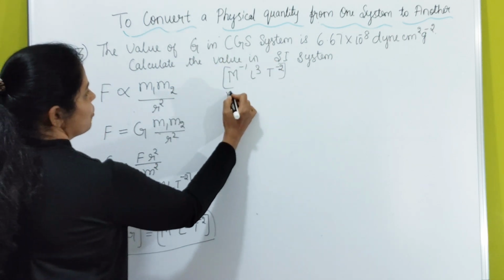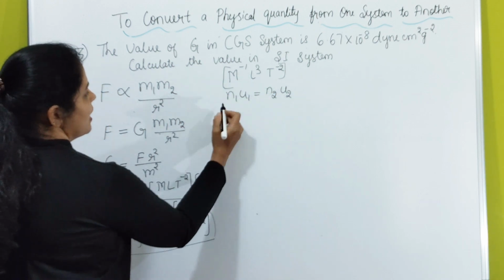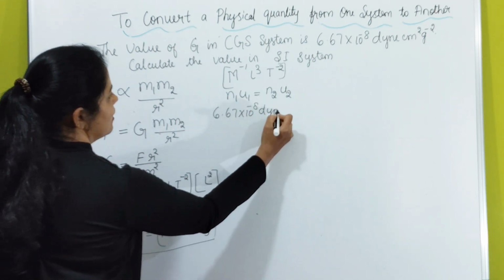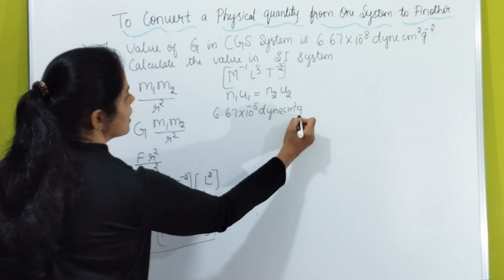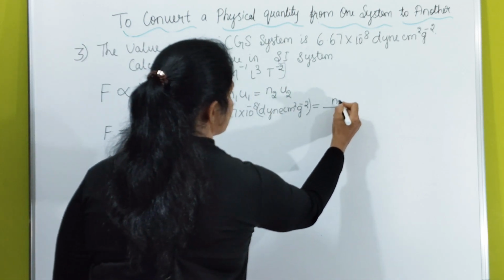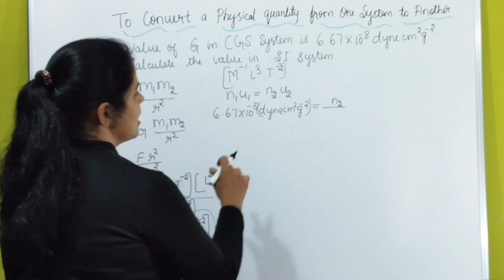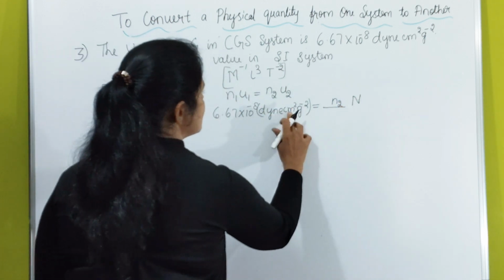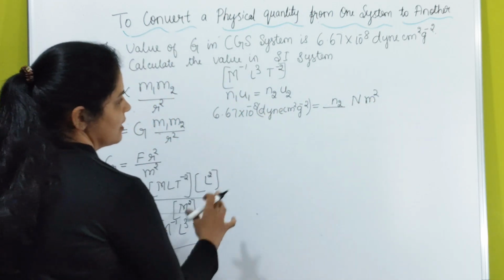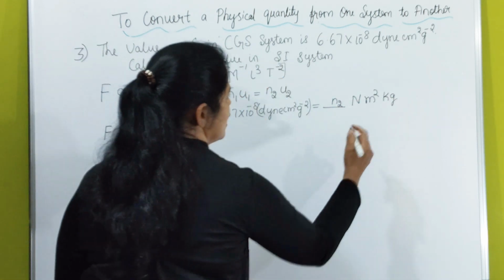Okay. So here we know this relation N1 U1 is equal to N2 U2. N1 is 6.67 10 to the power minus 8. The unit is dyne centimeter square per gram square. That is equal to N2, which is unknown. We need to find N2 and the unit. So what will be the unit in the SI system? It is Newton, meter square, because centimeter square converts into meter square in SI, and gram converts to kg.